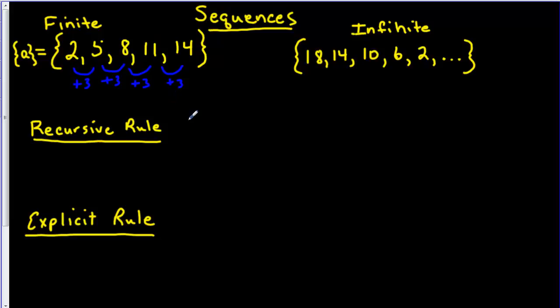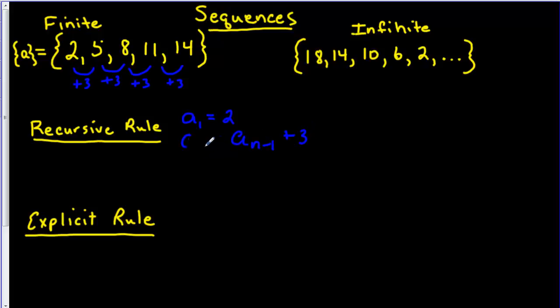To write a recursive rule, we will identify the starting number. We're going to use A as the name of our sequence and little subscripts for the term: first term, second term, third term, fourth term, fifth term. When we write a recursive rule, we have to specify our starting term, and then our next term, or the nth term, is the previous term plus 3, our common difference.